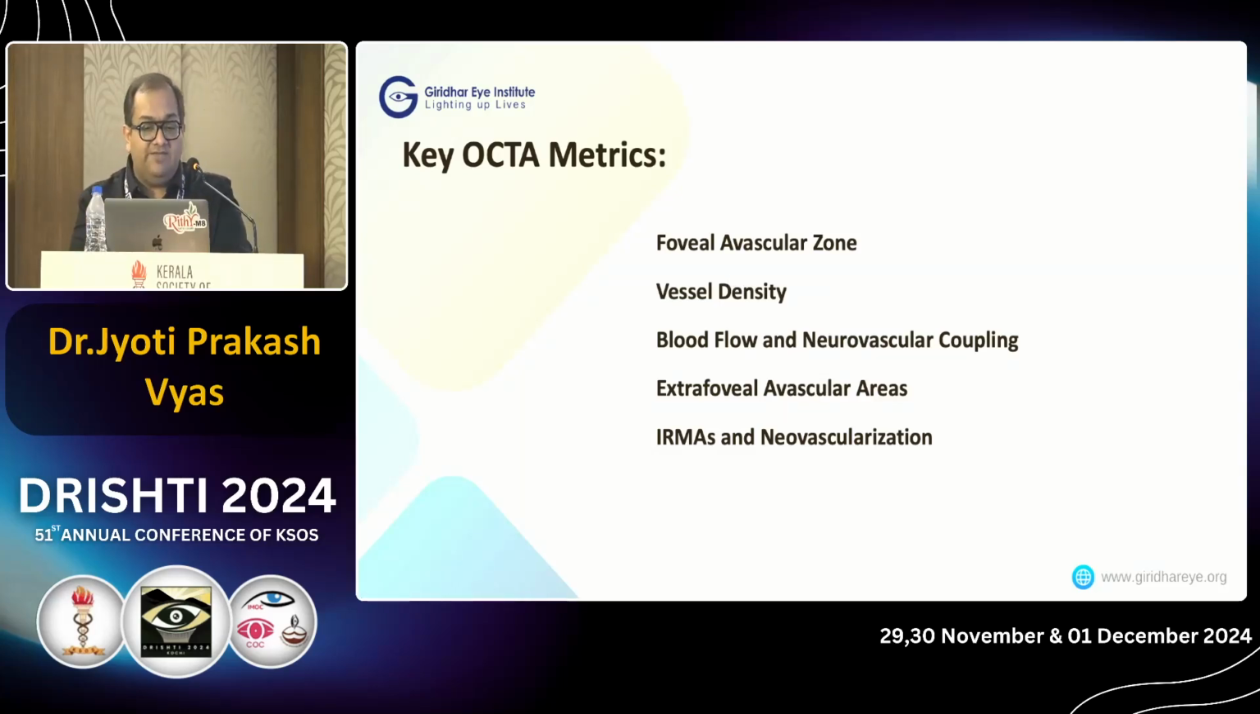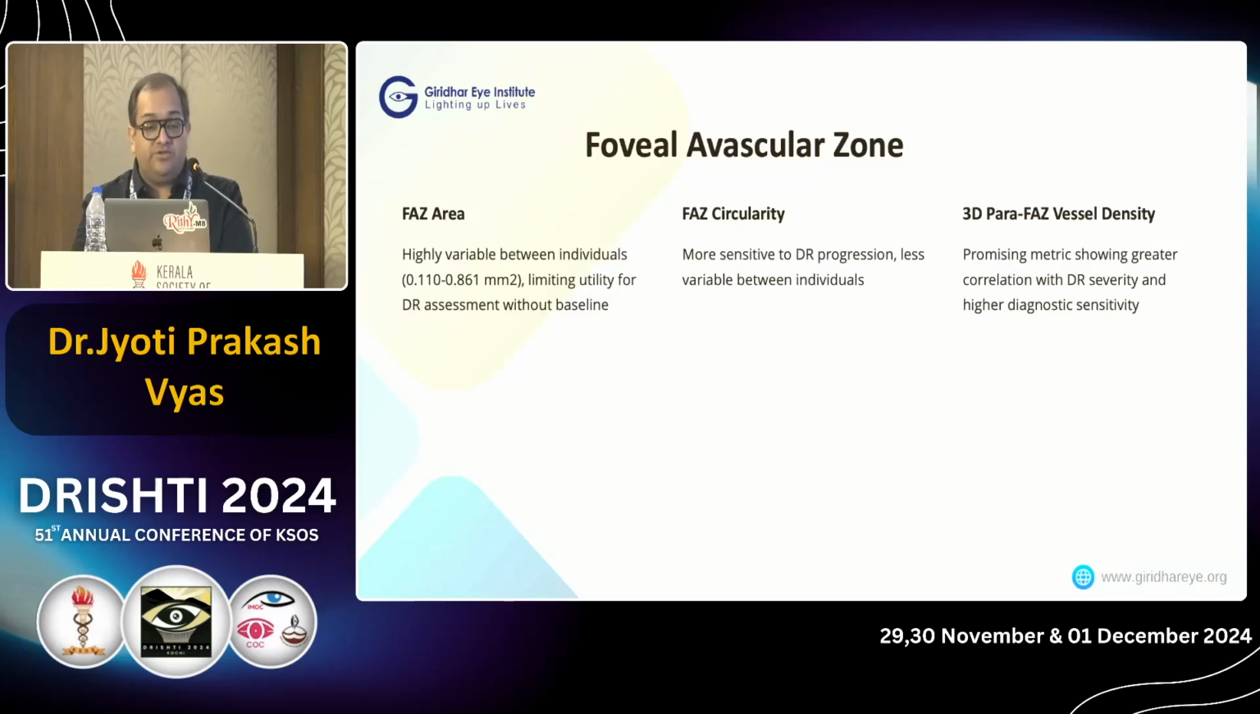They include the foveal avascular zone, vessel density, as was previously talked about in the previous talks, and flow analysis along with neurovascular coupling. Now, neurovascular coupling is an interesting concept, in which we can actually antedate the appearance of a particular lesion prior to any clinical sign of that. That is, we can predict whether the lesion is going to appear in due course of time or not.